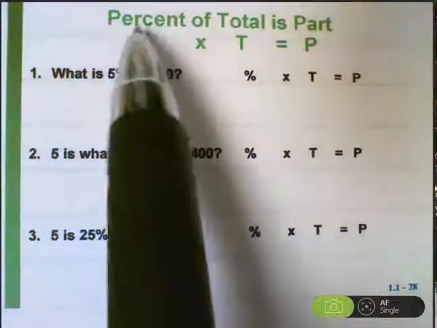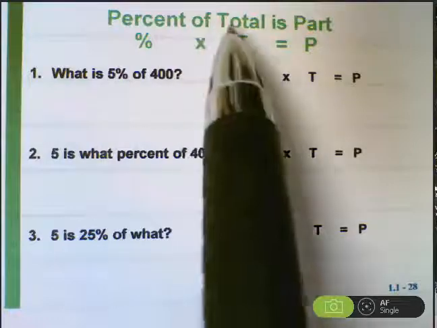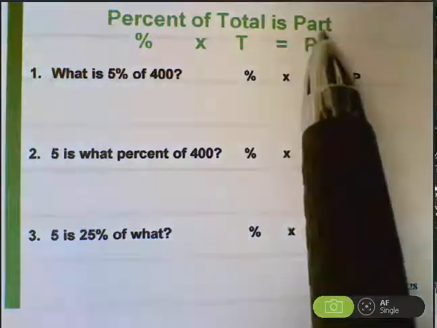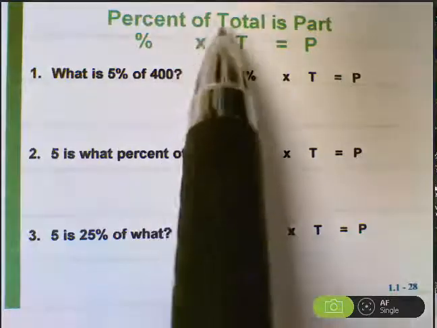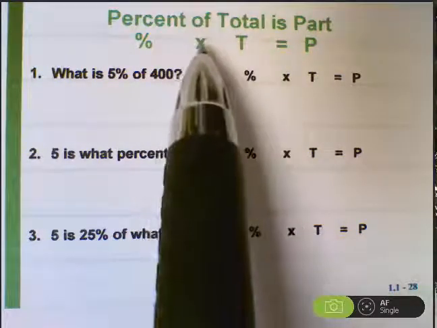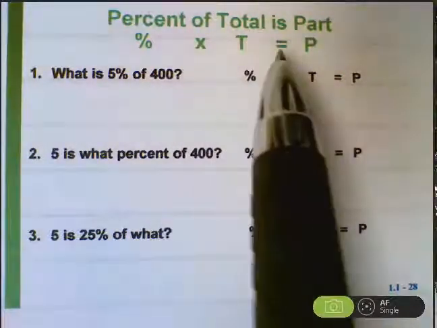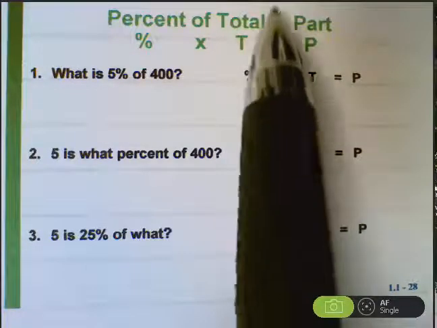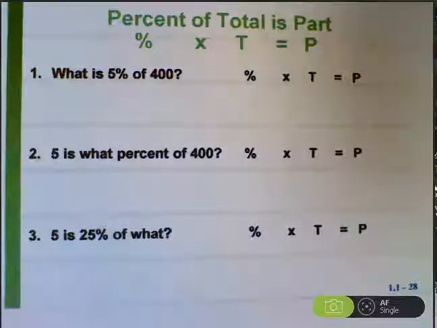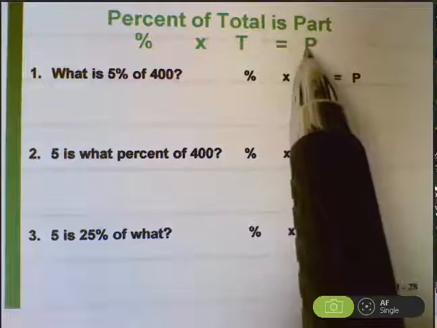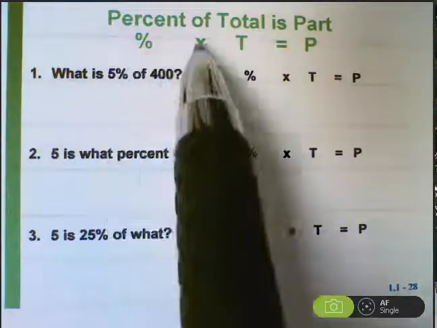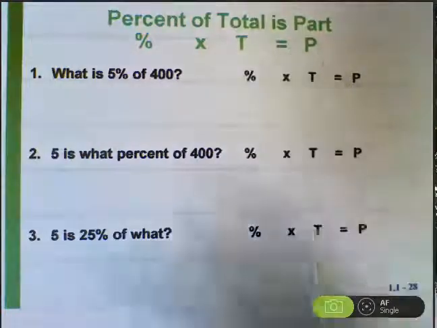And it's always true that some percent of the total will give you the part. You may remember from algebra, of usually tells you to multiply, and in a word problem, the equals goes where the is. So I've used the variable t for total and p for percent. Percent times total is part.